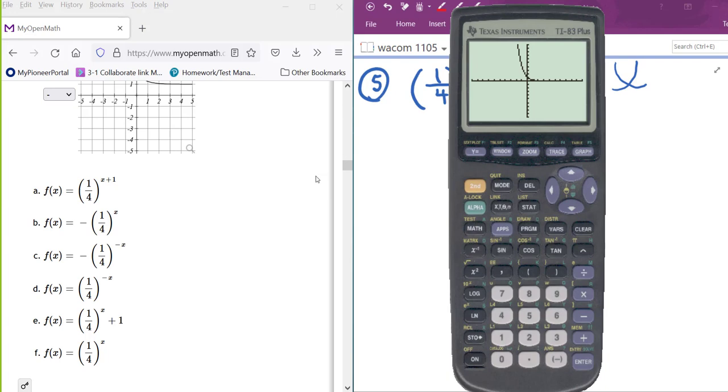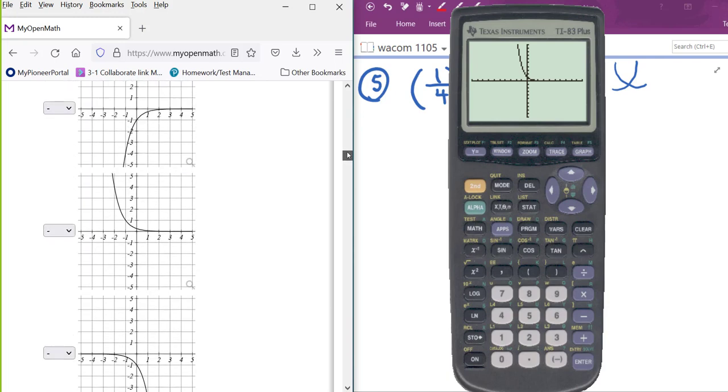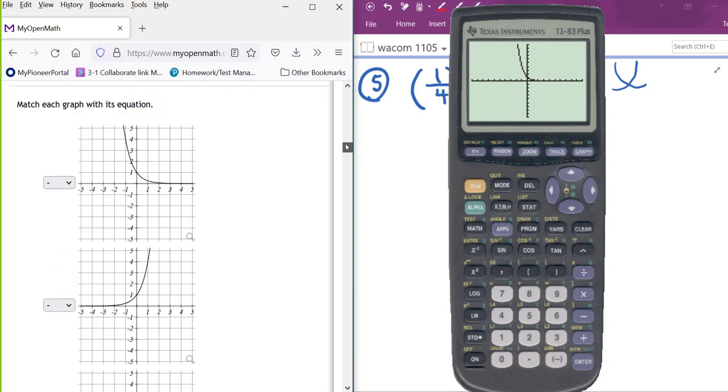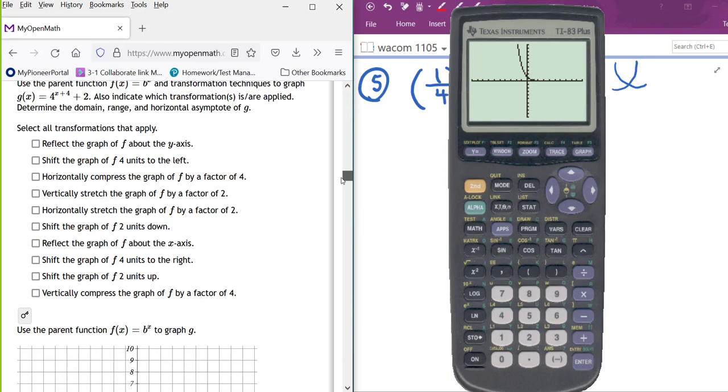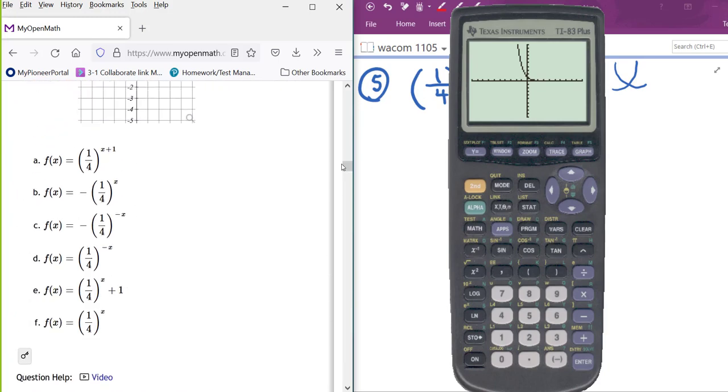It's looking this way. And we can see which one this one is. Your very last choice there is moved up 1. Your horizontal asymptote is not 0. It is this first choice, right? Because that's going through 0, 1. So this is the parent function, and then you can look at the transformations of the others. So f would go on the first one.